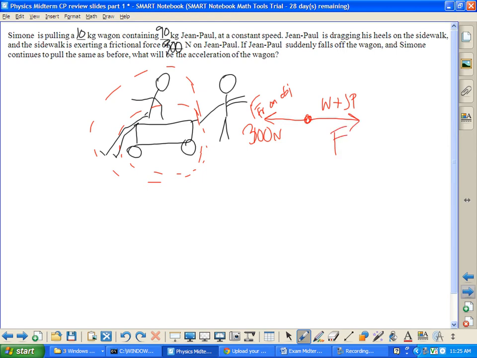So this has got to be the force of Simone on the wagon, and it's got to equal 300 in the other direction.